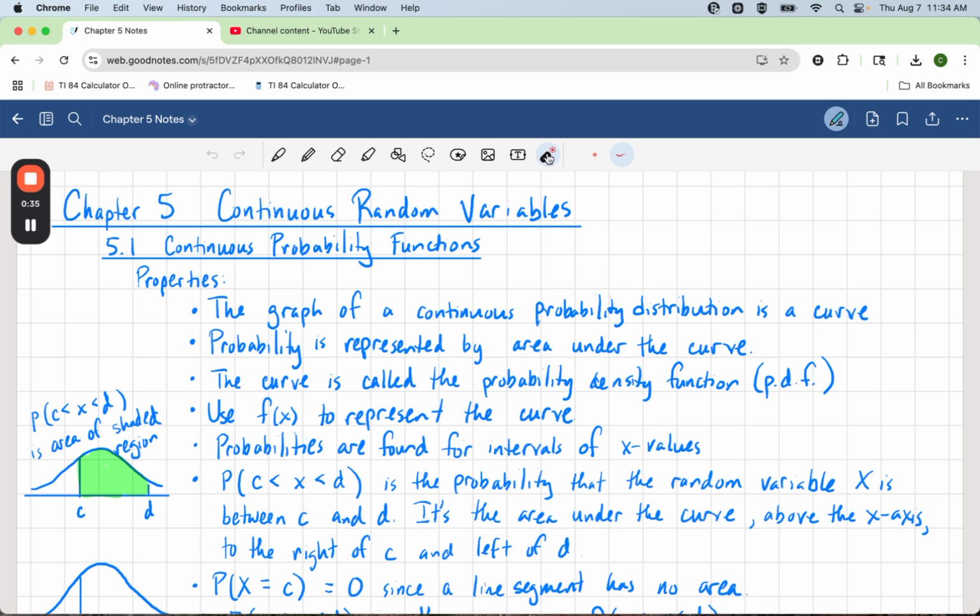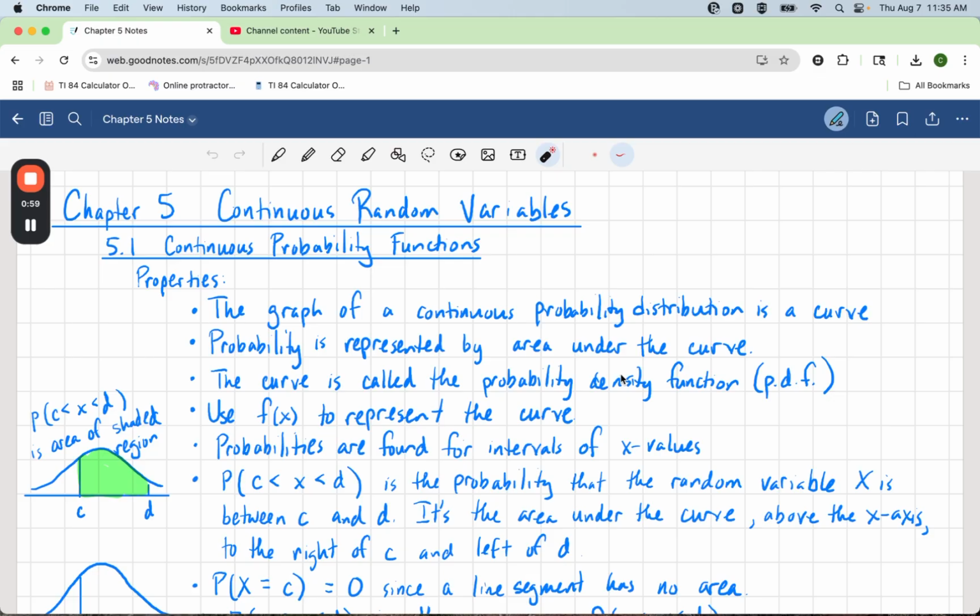So, the probability c less than x less than d is the probability that the random variable x is between c and d. So it's the area under the curve above the x-axis to the right of c and left of d. So, to the left there, I did a shaded region, that green region, the area of that is going to represent the probability x is between c and d.